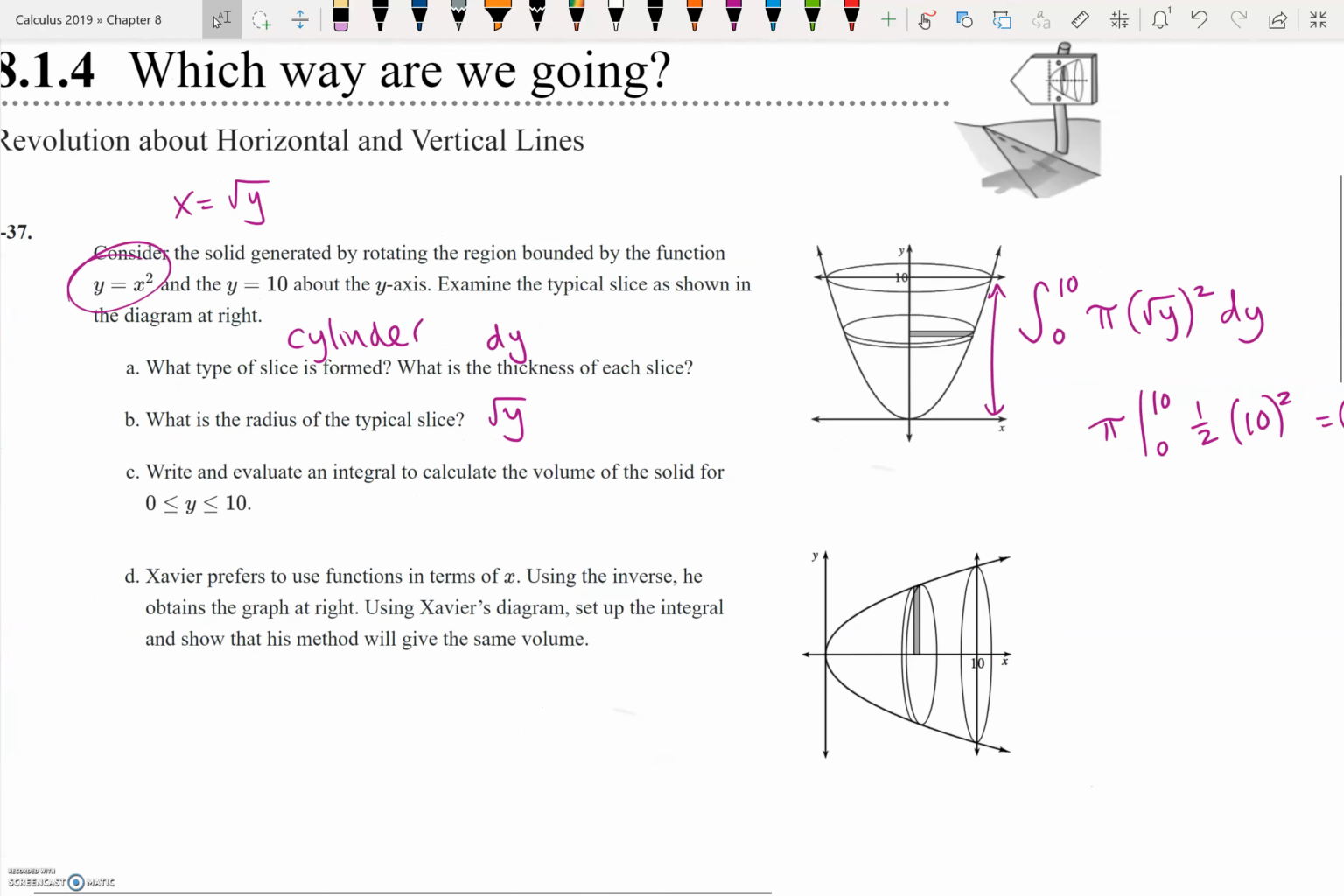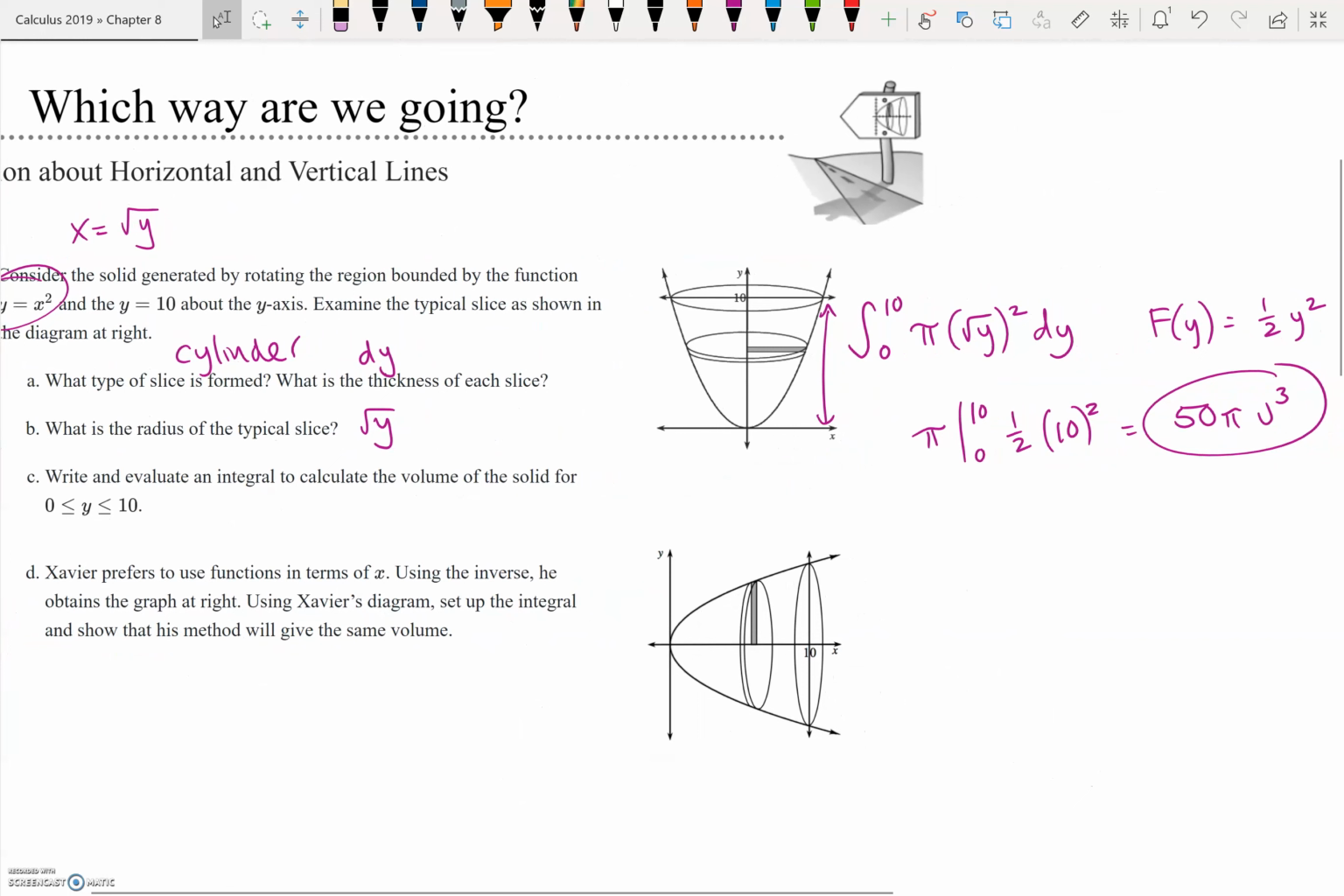So in this next part here, it says that Xavier doesn't like to do functions in terms of y. He likes to do the integral in terms of x instead. So he's going to take the inverse of y equals x squared and the inverse of y equals 10, and then go ahead and rotate this around the x-axis instead. And we're going to wonder if we get the same volume. So let's go ahead and do that.